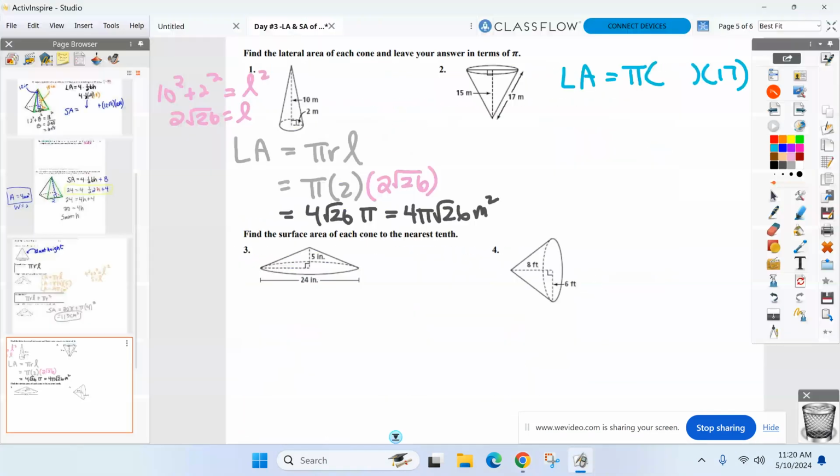Gianna, how are you setting up Pythag here? 17 squared plus 3 squared. Good. Make sure the radius is over with A or B, and your slant height is C squared.